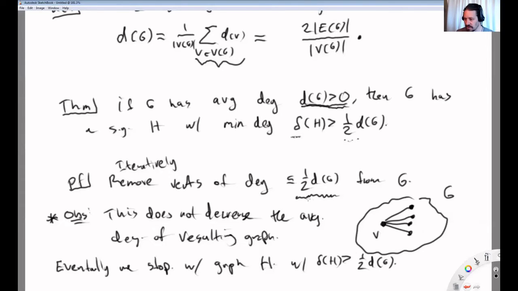Why would it stop? Because there was nothing to remove. And that means that this had to hold for every single vertex. Every vertex had degree strictly greater than this guy here. Otherwise, we'd remove it and continue. But we know it stops. So when it stops, you have this thing here. Okay? Does that make sense?